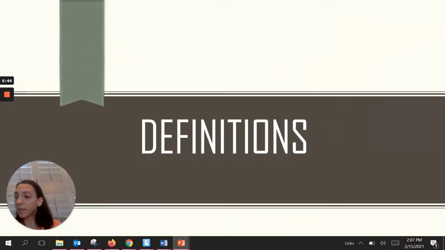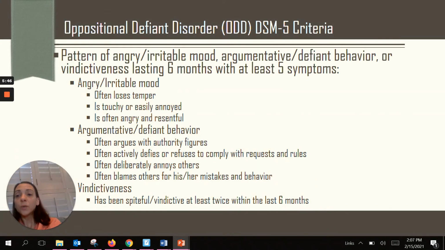Okay, so let's talk definitions. This is the DSM-5 criteria for oppositional defiant disorder. It's a pattern of angry or irritable mood, argumentative, defiant behavior, or vindictiveness that lasts 6 months with at least 5 of these symptoms.